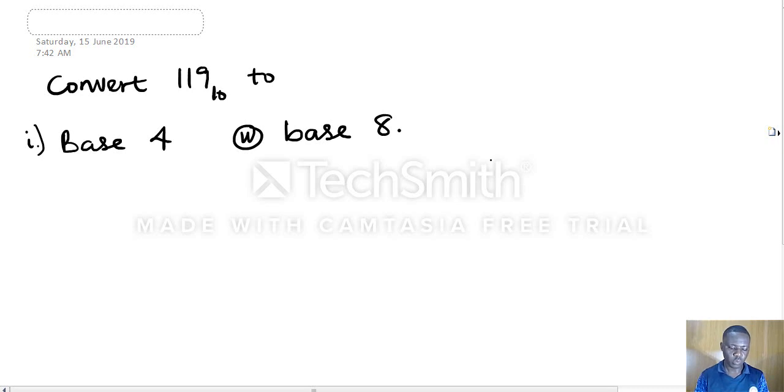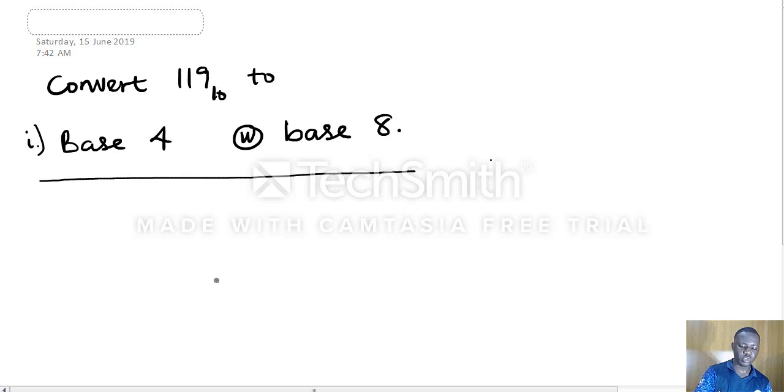Also, we are asked to convert 119 base 10 to base 4. I will leave this as a take-home assignment for you to try. What you have to do is use the long division method to divide 119 by 4 to get its equivalent in base 4, and you do same dividing it by 8 to get its equivalent in base 8. That brings us to the end of today's class.